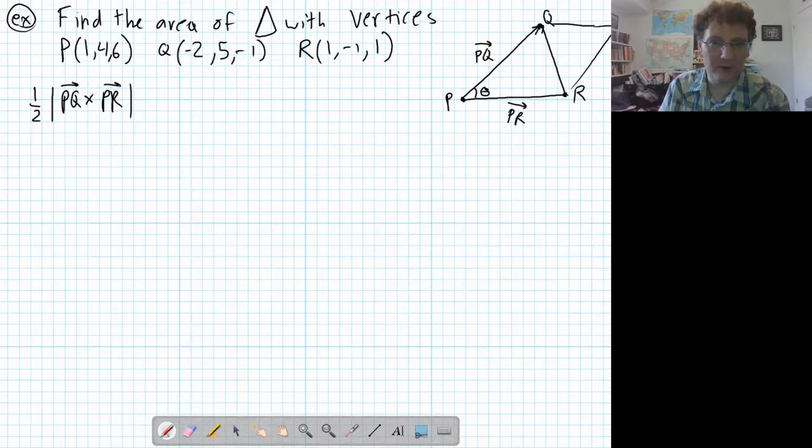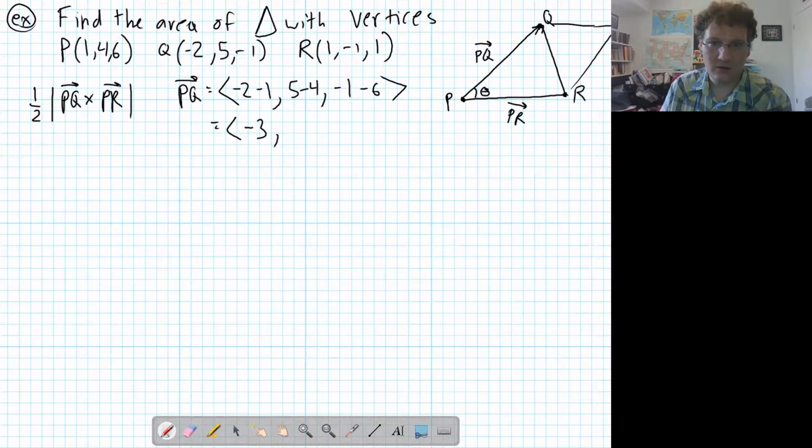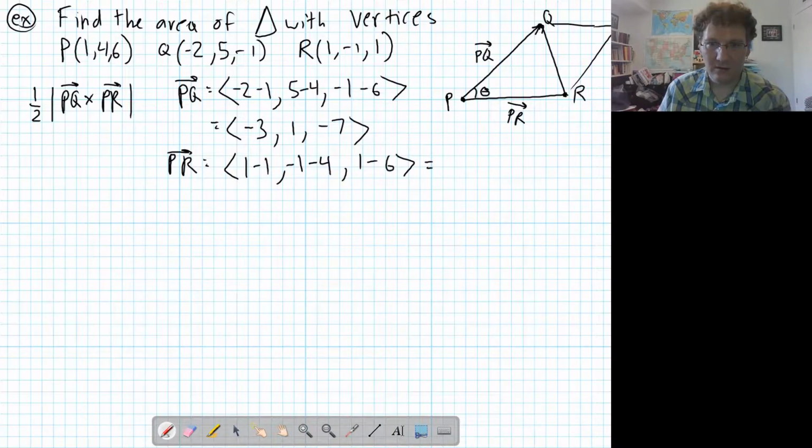And what is PQ? We have to take the difference. PQ is the vector where we take the coordinates of Q and subtract the coordinates of P. So it's -2 minus 1, 5 minus 4, and -1 minus 6. So this is going to be (-3, 1, -7). PR is the coordinates of R minus the coordinates of P, so it's 1 minus 1, -1 minus 4, 1 minus 6, which is (0, -5, -5).